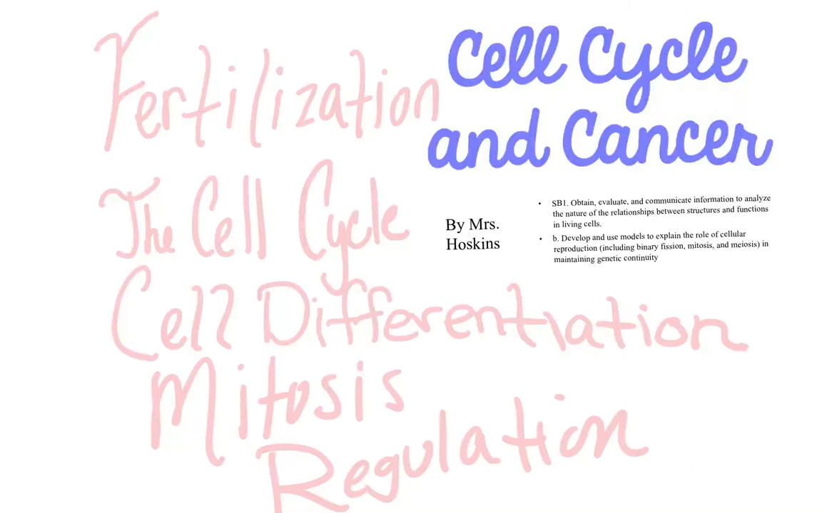In this video of the cell cycle, you're going to learn the role that the cell cycle plays in a variety of activities. It's not as easy to develop and use a model to explain the role of cellular reproduction unless you understand where some of the components come from. What happens while they're developing, how it differentiates, how it divides, and then how it regulates itself, and then of course when the regulation goes awry.